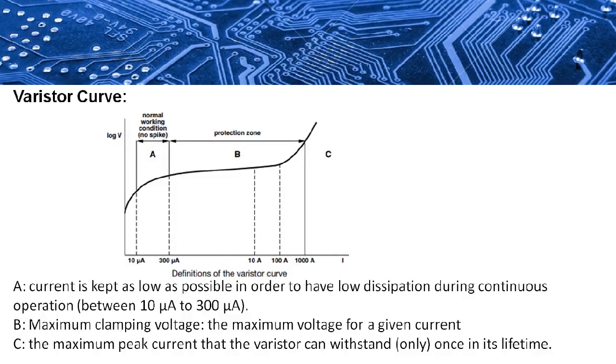The current versus voltage characteristic of the varistor is divided into three regions, A, B, C. A is the normal operating condition of the varistor, and in this the current drawn is very less, 10 microamps to 300 microamps, and B is the protection zone. This is the maximum voltage that the varistor will clamp in case of any transient, and C is the maximum peak current that the varistor can withstand once in its lifetime, that is the non-repetitive surge current of the varistor.